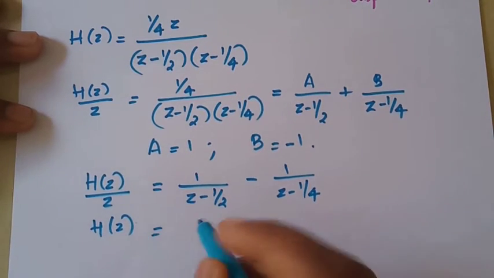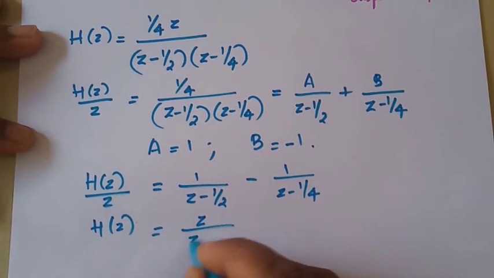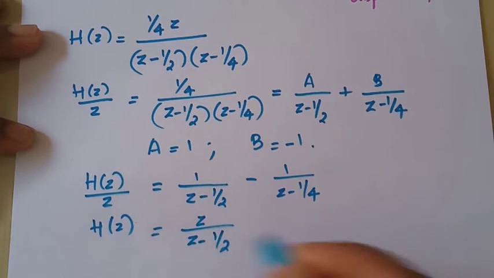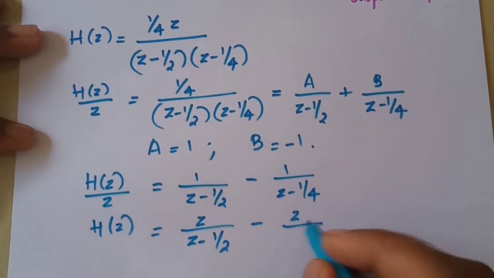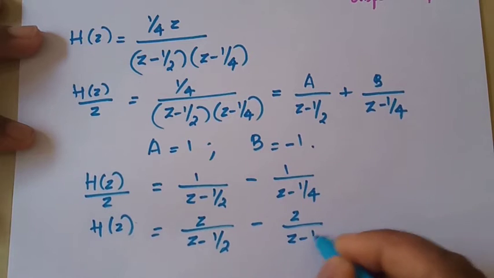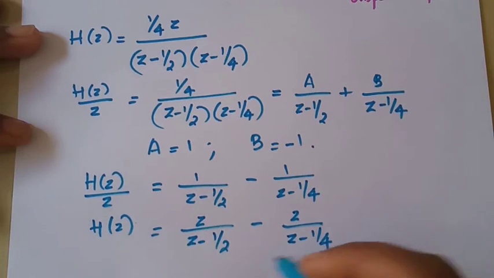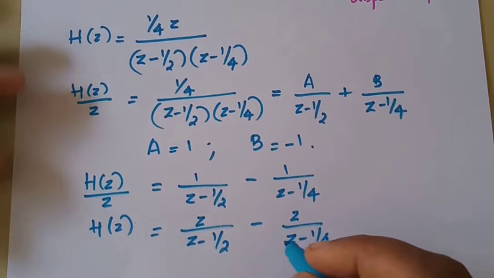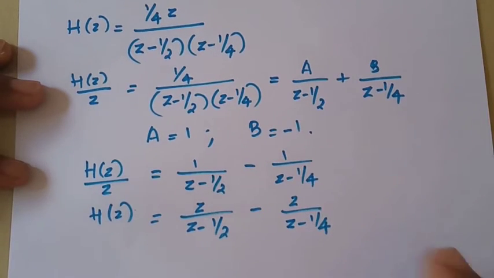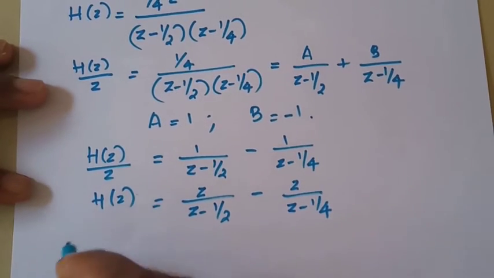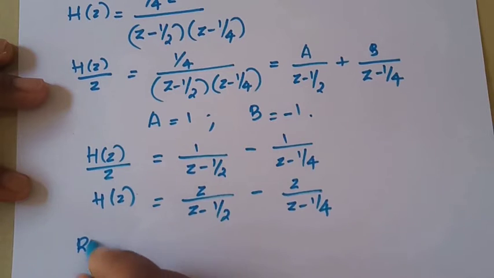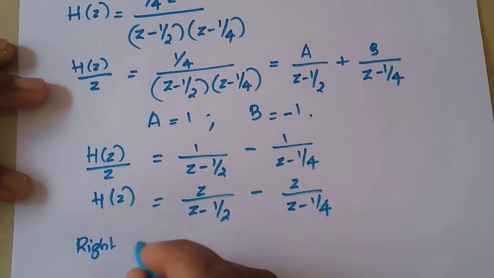We take the z from the left hand side to the right hand side to form the general form z by z minus a. So H of z equals z by z minus 1 by 2 minus z by z minus 1 by 4, where a equals 1 by 2 in the first term and a equals 1 by 4 in the second term. We will get the general form as z by z minus a.